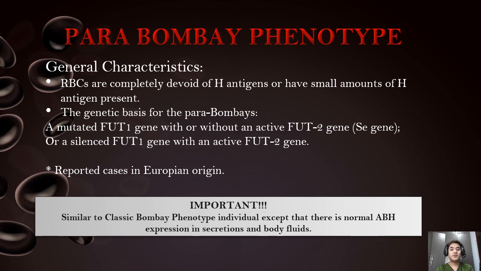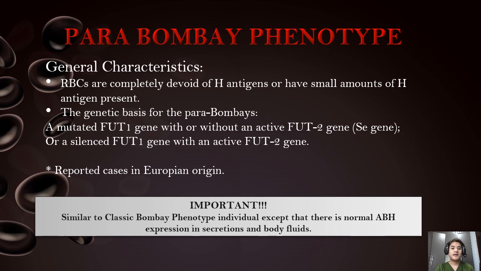Okay, aside from your Bombay phenotype, which is an H gene deficient phenotype, we also have another H deficient phenotype known as your para-Bombay phenotype. Just like your Bombay phenotype, RBCs are completely devoid of the H antigen, or in extremely rare cases, may also demonstrate but a very small amount of the H antigen. To make it short, the genetic basis for the para-Bombays is actually a mutated FUT1 gene with or without an active FUT2 gene, or a silenced FUT1 gene with an active FUT2 gene.